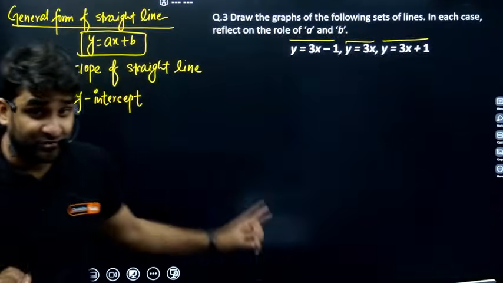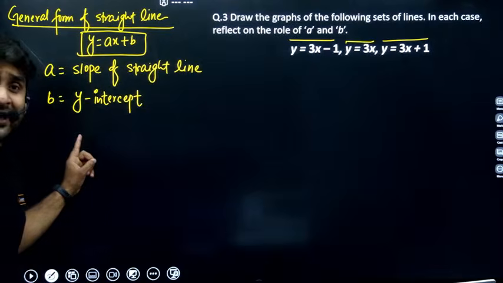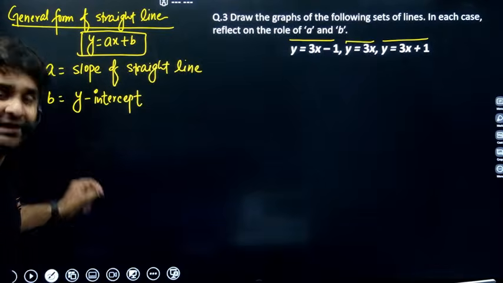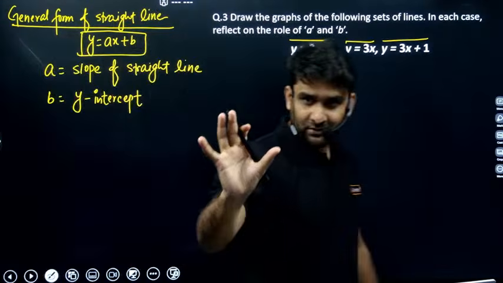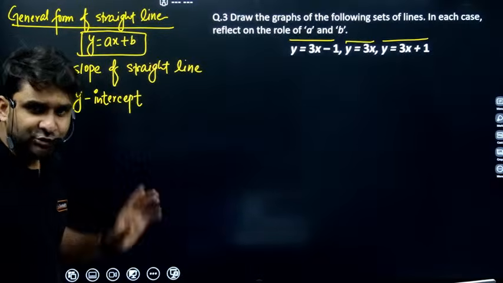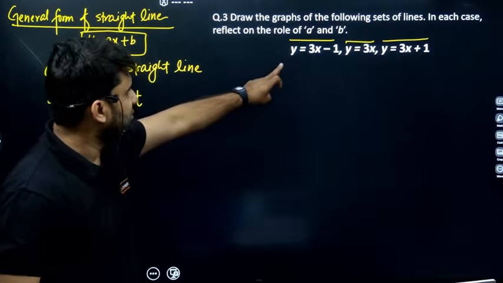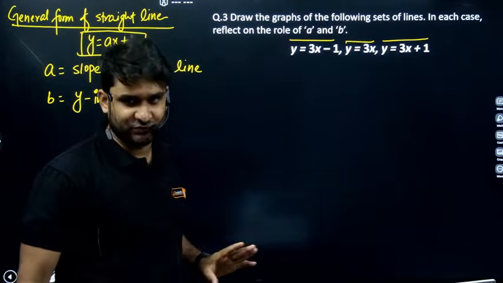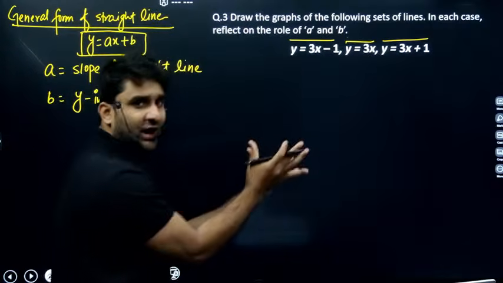Come on, please focus on these two terms first. A is slope and B is y-intercept. Clear? Clear everyone? Now let's move to the question. Look at the first question, guys. The first question is y is equal to 3x minus 1. So let's plot the graph of these three lines.